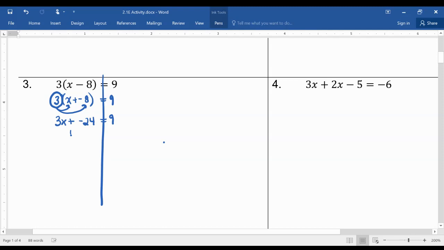We're going to isolate the variable. Remember how we could sort of peek ahead. We know that we want to get to this. So that means that we're going to add the opposite, which is 24. 9 plus 24, feel free to use a calculator, is 33. And divide by 3 on both sides. And we get x equals 11.